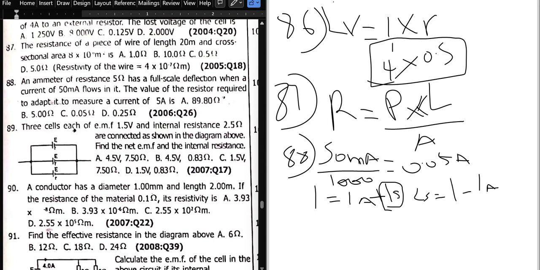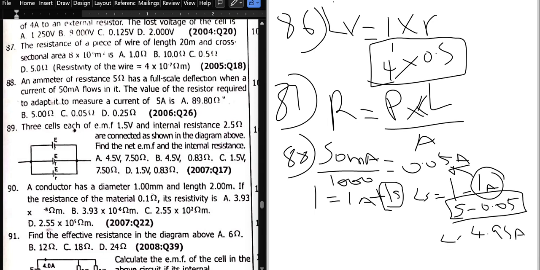IA is 0.05. Don't forget, IA is this one, 0.05. While normal I now is 5. So this is 5 minus 0.05. You're supposed to get around 4.95 amps. That is your IS. So we're just calling that guy IS. All right, so that's IS.